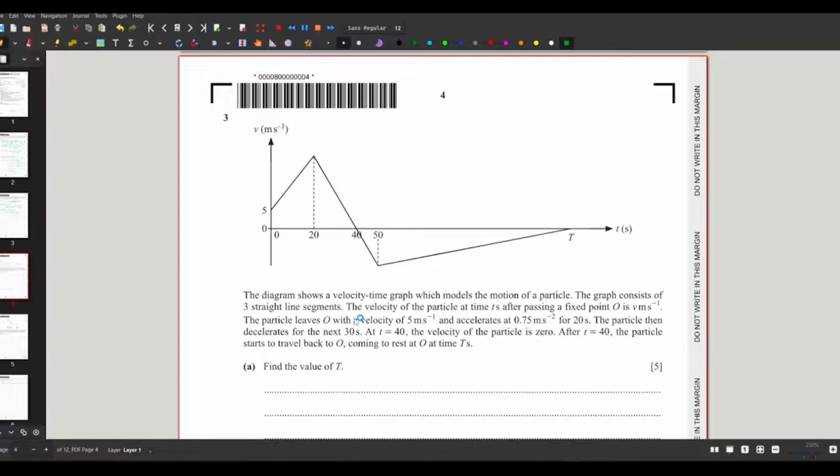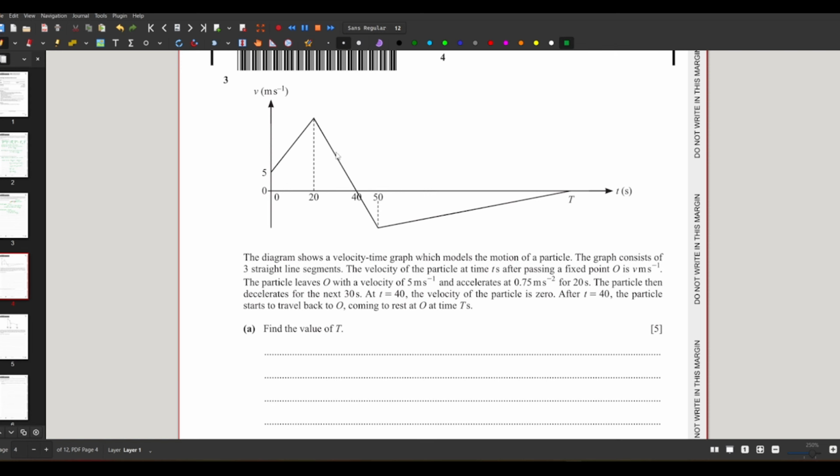So in this part, the acceleration is 0.75 for the first 20 seconds. The particle then decelerates for the next 30 seconds. At time 40, the velocity of the particle is 0. So at 40 here, it has crossed the x-axis, so the velocity is 0. After t equals 40, the particle starts to travel back to O, coming to rest.